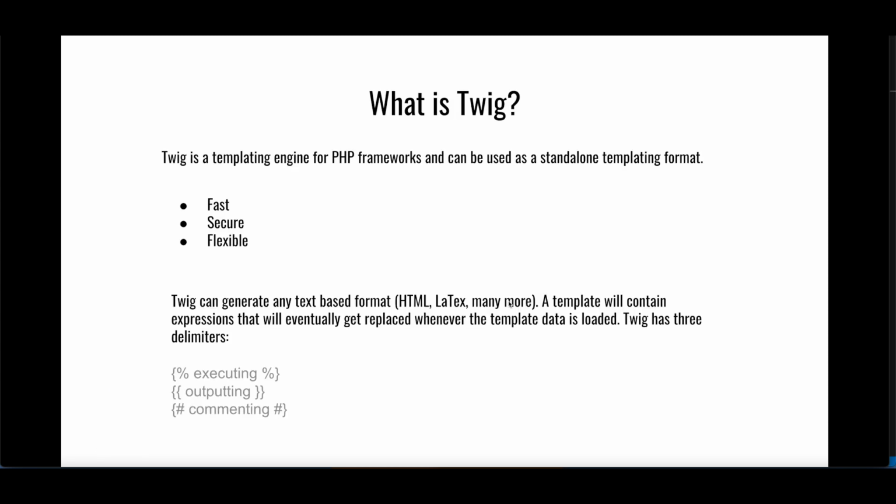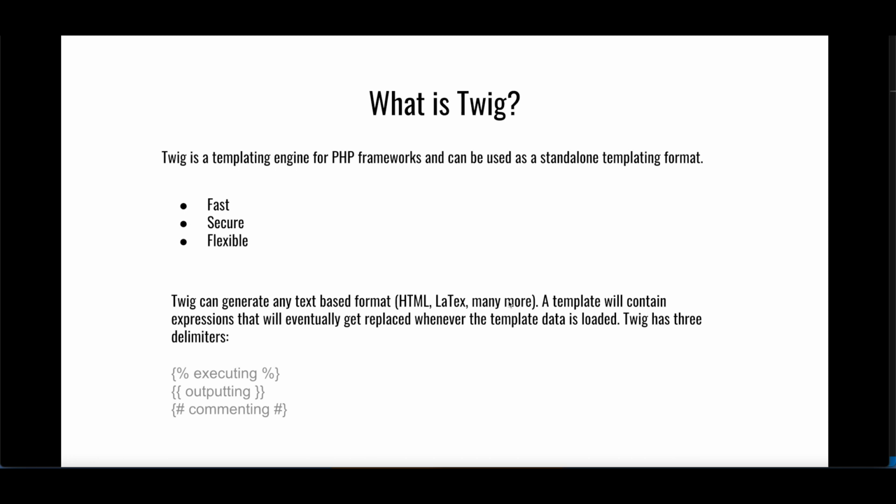What is Twig? Like I said, it's a templating engine. It's for PHP frameworks, and it can be used as a standalone templating format. So you can install it as a standalone part of your system that you're developing, and you can implement that and basically create your own cool little stuff. It's fast. It compiles templates down to plain PHP code. It's secure, and it's flexible. Developers can easily create their own tags and filters, things like that.